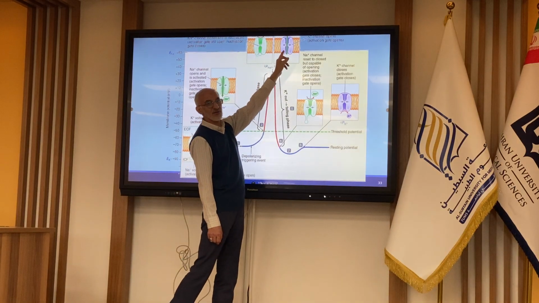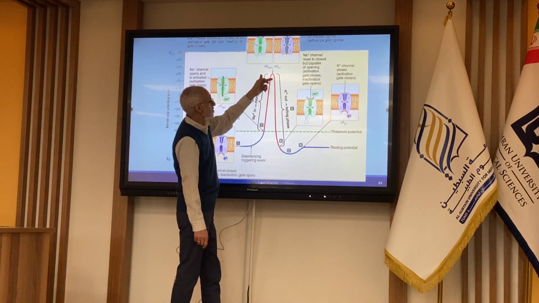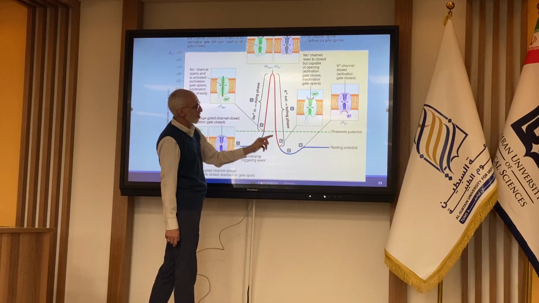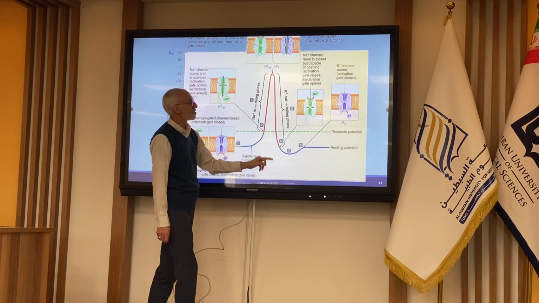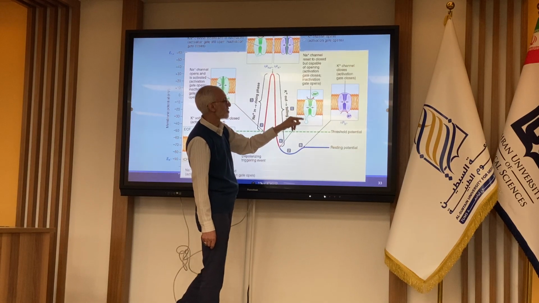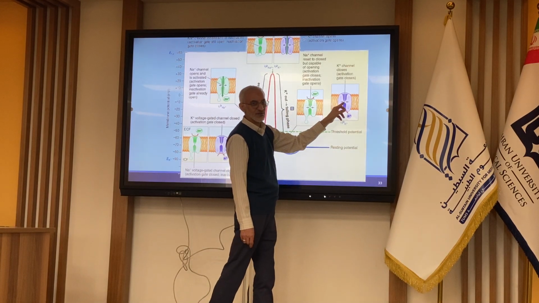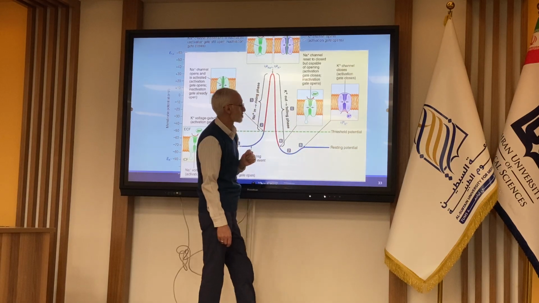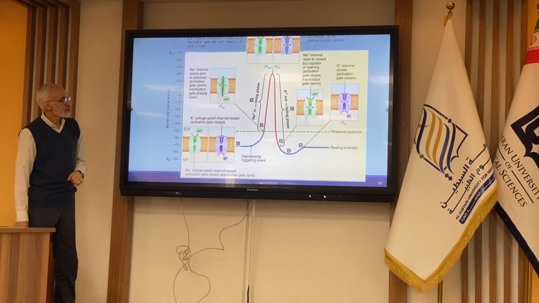Potassium channels open. And at the end of the action potential, sodium channels are closed by the activation gate, and potassium channels closed. Any question?